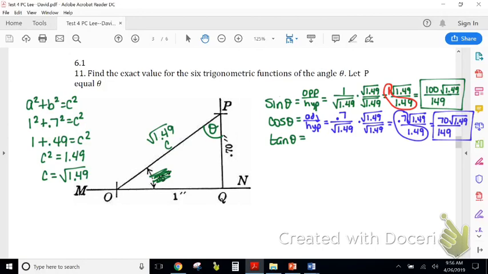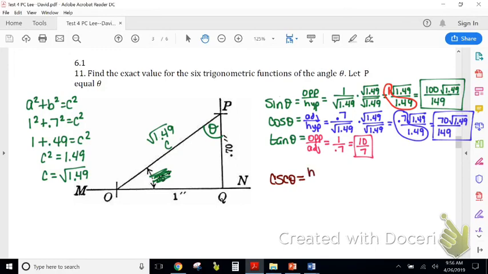And then tangent, remember, is opposite over adjacent. So that's what, 1 over 0.7, which is 10 over 7. All right, so then we got to find our reciprocals. The reciprocal of sine is cosecant. Because we had to do so much work up there on sine and cosine, and tangent we really didn't have to, I'm just going to use what they're equal to.